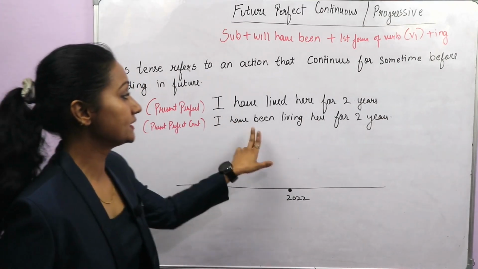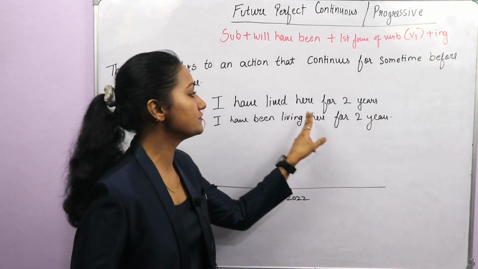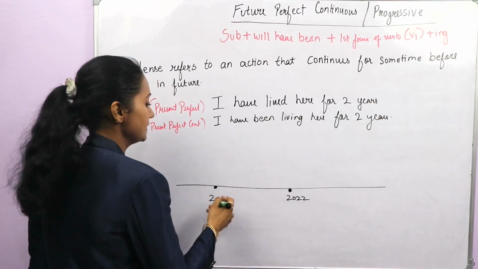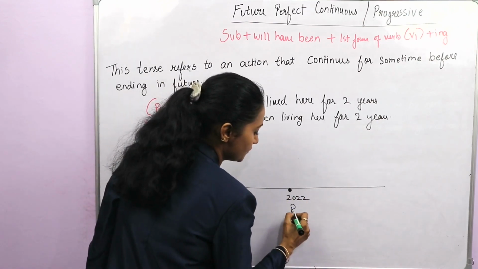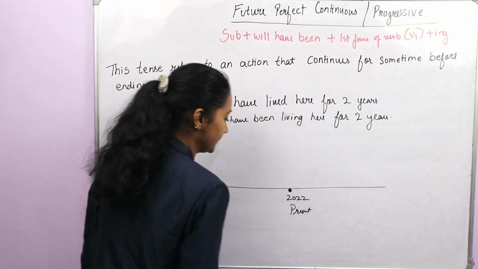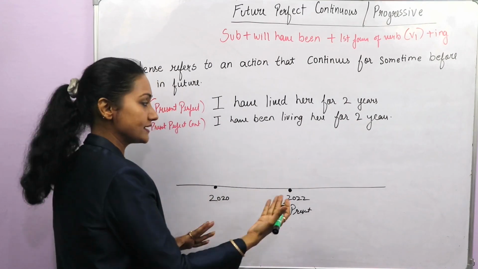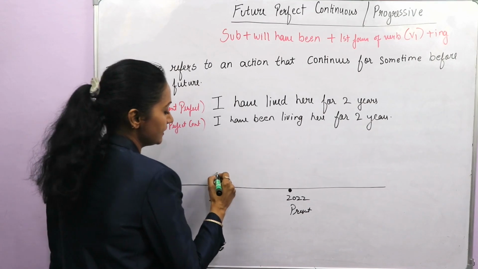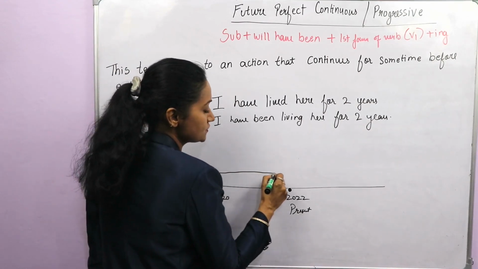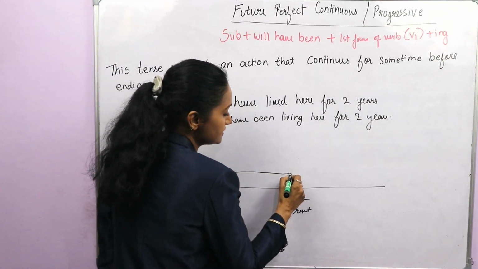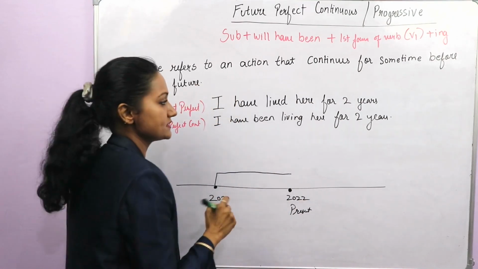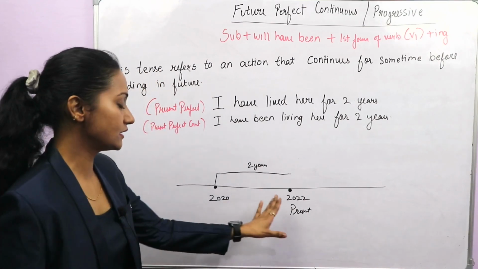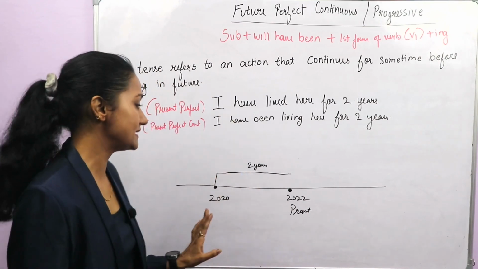So what do they mean? First one, I have lived here for 2 years. So the duration is 2 years. That means this is a timeline and this is present, okay? So the action of living started in 2020 in past, okay? And there is a duration of 2 years and it continues till present. So this is present. The duration is 2 years, okay? So the action is still going on. So this is what it means, okay?